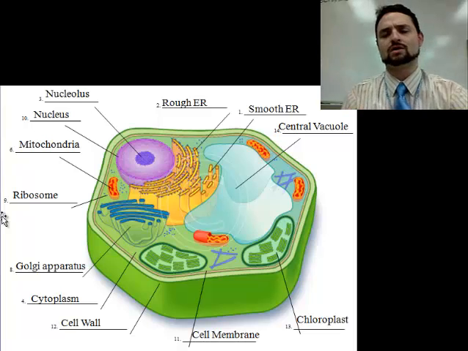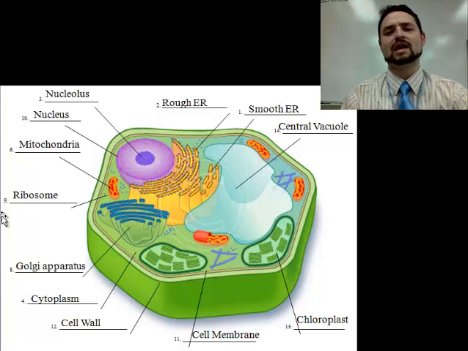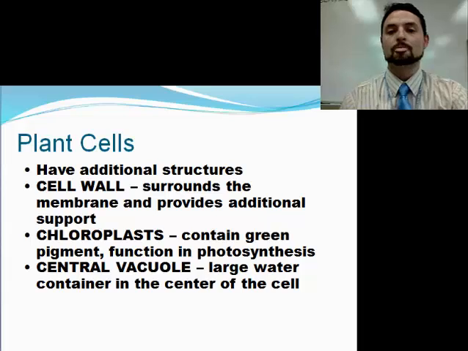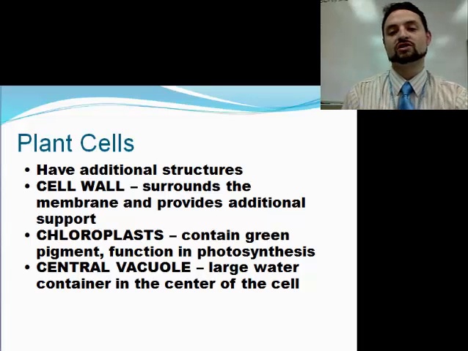Here we have a plant cell. Now, you can use this comparison back to the animal cell, the previous lecture. You notice that it's got a lot of the similar things that was in the animal cell, except for three important differences. Let's look at those. They have a cell wall. This surrounds the membrane and provides additional support. That cell wall is made up of cellulose.